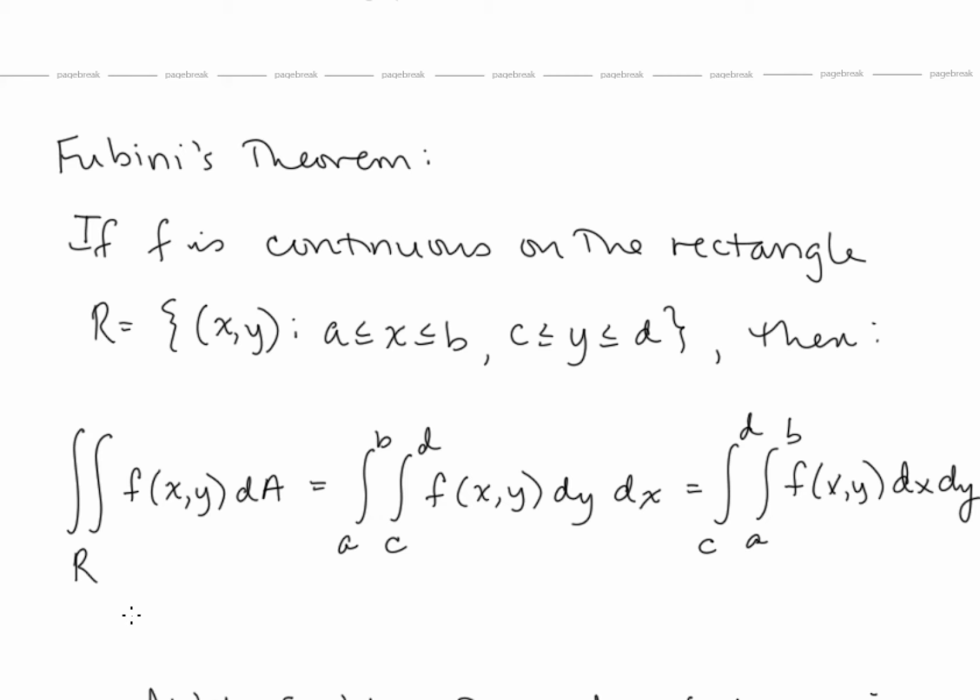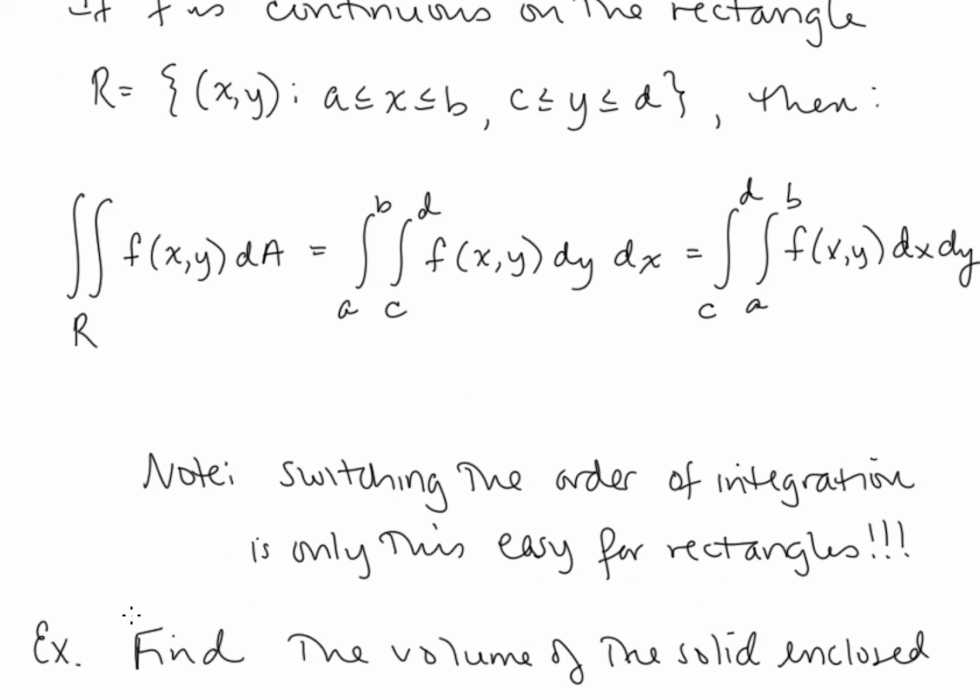But I need to point out something very important. This idea of switching the order of integration and just switching the bounds is only this easy when you're over a rectangle. You're going to see in the next lesson that it requires a bit more work to switch the order of integration. So it's only this easy when you're over a rectangle, which means that all of these bounds are constant. Okay, so keep that in mind.